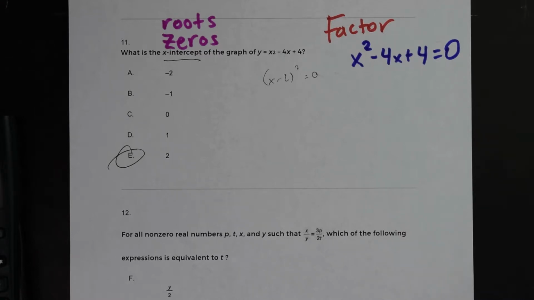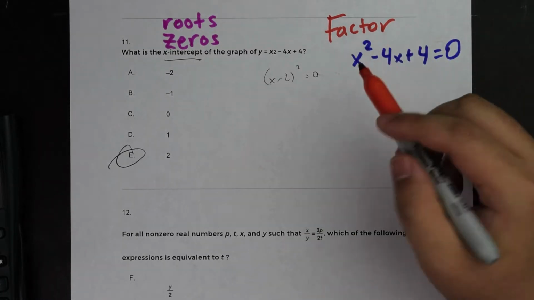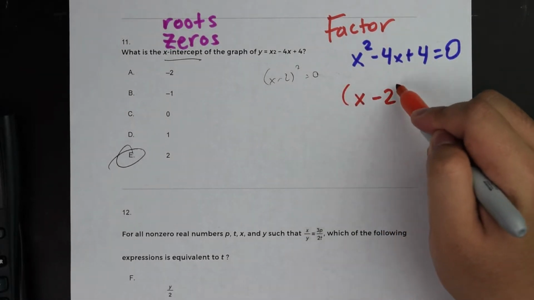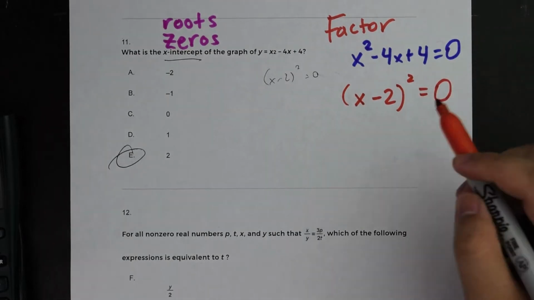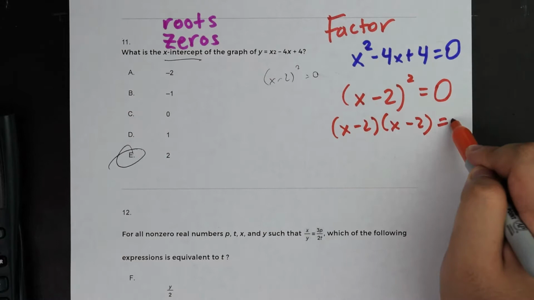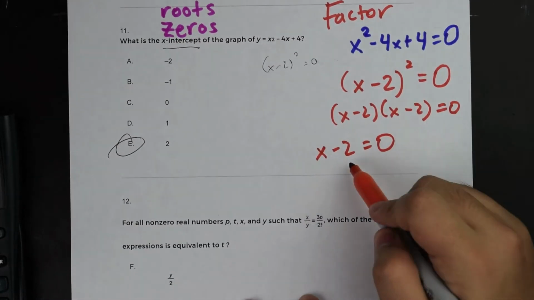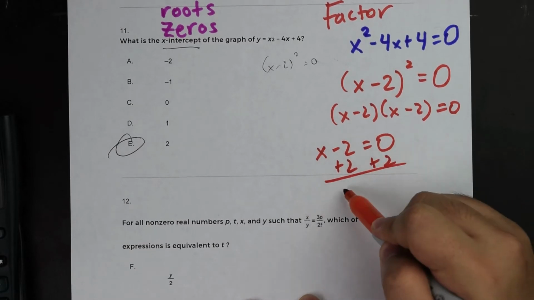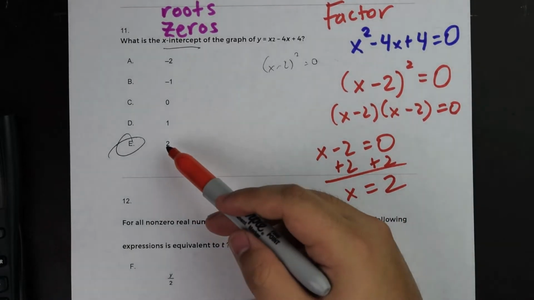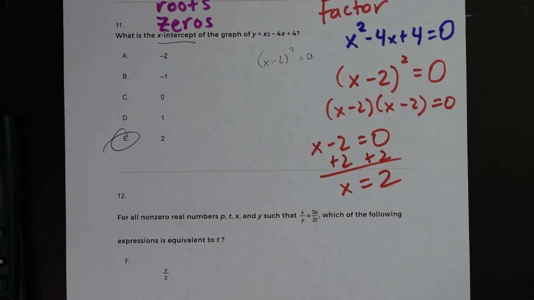But that being stated, because I've practiced a lot on factoring, I already knew that this was going to become x minus 2 squared equals 0, which means that it's technically x minus 2 equals 0, and I can make each part equal to 0. So x minus 2 equals 0, solve for it, so plus 2, x equals 2. And thus for number 11, my final answer is going to be E. And that concludes my explanation for number 11.